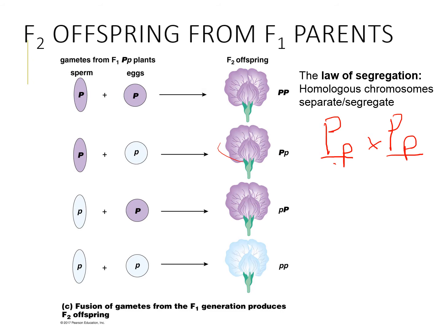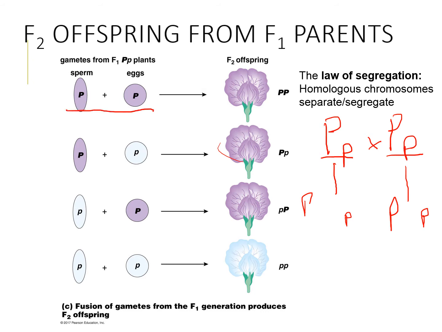From each parent, because of segregation of alleles in meiosis, homologous chromosomes separate, so each sex cell is either going to get a big P or a little p from each parent. So big P or little p. And the same thing here, they segregate, so either a big P or a little p.